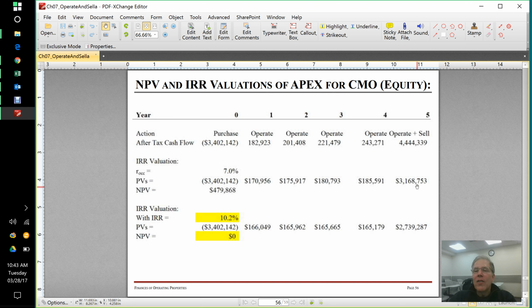And now all I do with the NPV method is I discount individually each one of those cash flows back to t equals 0 so I can add them up. So I have apples to apples, and I discount them back at the opportunity cost of capital, and I get $480,000. So that tells us the NPV is greater than 0. Looks like a good project.